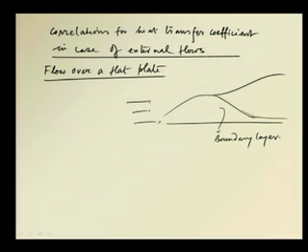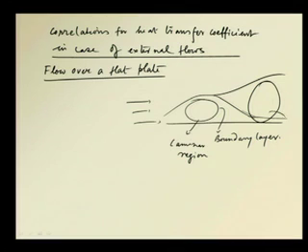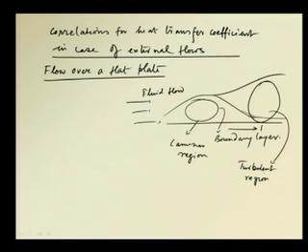So, this initial region is called the laminar region. This region is called the turbulent region. This is the direction of the fluid flow, and this is the plate length. So, as we go along the length of the plate, the flow behavior is changing. The flow behavior changes from the laminar to the turbulent region.